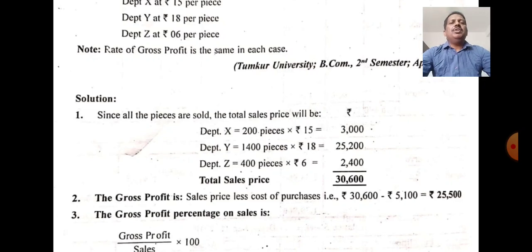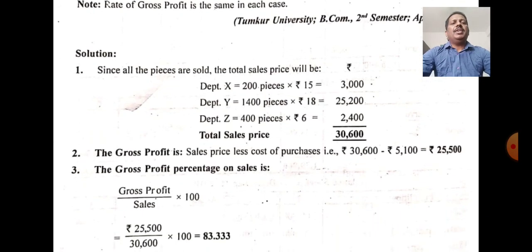So based on this information, first we work out the total sales price, since all the pieces are sold. Department X is equal to 200 pieces into 15, 3,000. Department Y is equal to 1,400 pieces into rupees 18, 25,200. Department Z is equal to 400 pieces into rupees 6, 2,400. Therefore, total sales price is equal to 30,600.